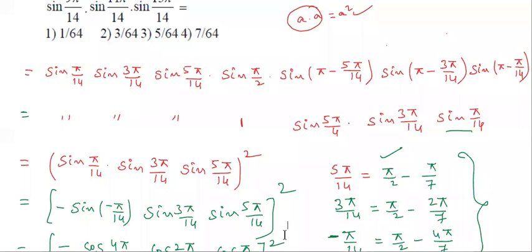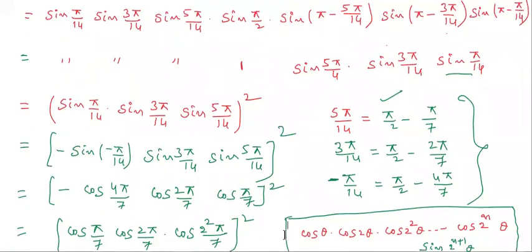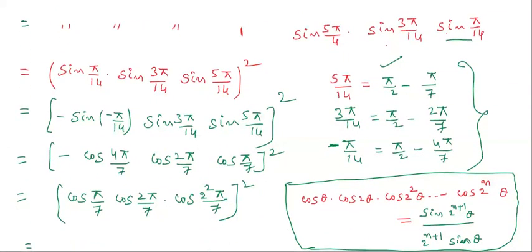I am going to convert sine in terms of cos. How? See here, already I have written here 5 pi by 14 we can write as pi by 2 minus pi by 7. If you are getting doubt, take the LCM, then you will understand. 3 pi by 14 means pi by 2 minus 2 pi by 7. And pi by 14 we can write as pi by 2 minus 4 pi by 7.